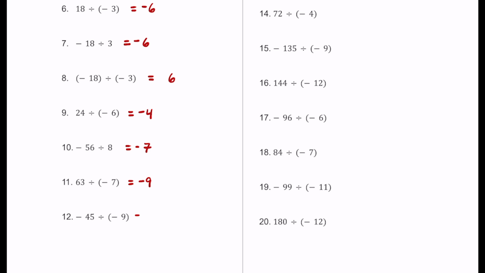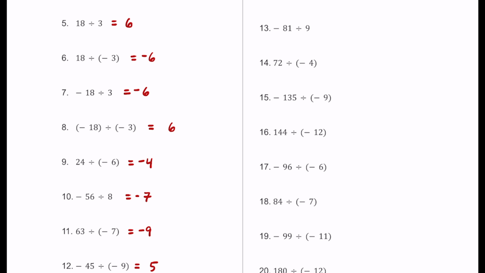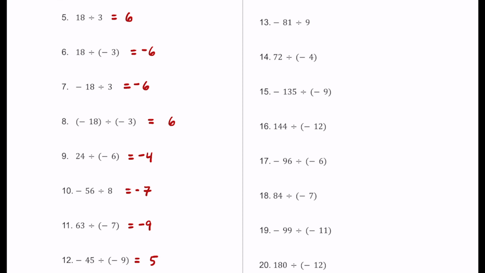For number 12, we have negative 45 divided by negative 9, and so this is going to be 45 divided by 9, which is equal to 5, but we have the opposite of the opposite here, so the opposite of the opposite is going to be just a positive 5. Here's number 13. For 13, we have negative 81 divided by positive 9. So 81 divided by 9 is equal to 9. And we have the opposite of 81, so we should have the opposite of 9 for our quotient.